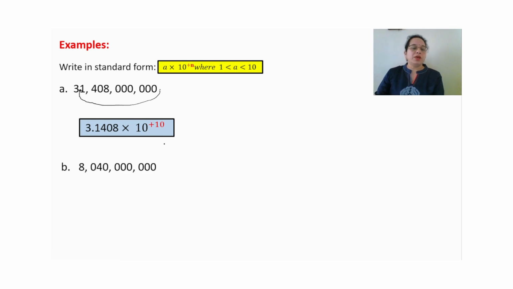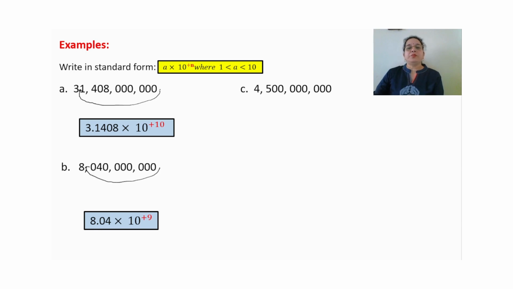Take another example. Again the decimal is not there, so you can assume that the decimal is here. Again you need to shift that decimal. So definitely we will shift this decimal between 8 and 0. How many places? 1, 2, 3, 4, 5, 6, 7, 8, 9. So the power will be 9. That is plus 9, because the number is very huge. And how will we write down this number? 8.04. No need to write down these zeros, but till 4 we will write down the number, and the power will be 10 raised to the power plus 9.